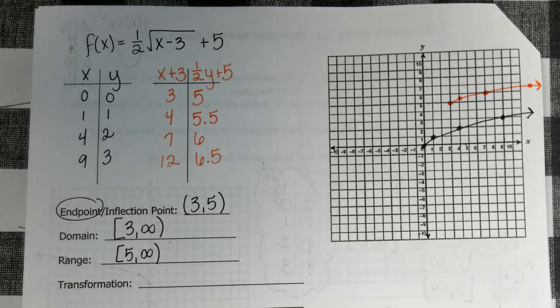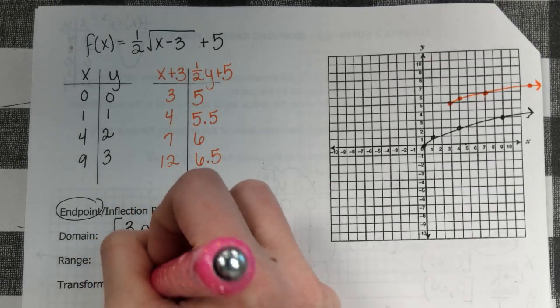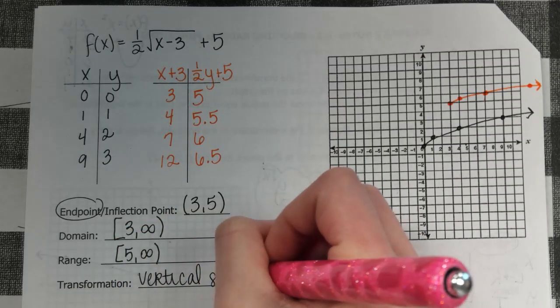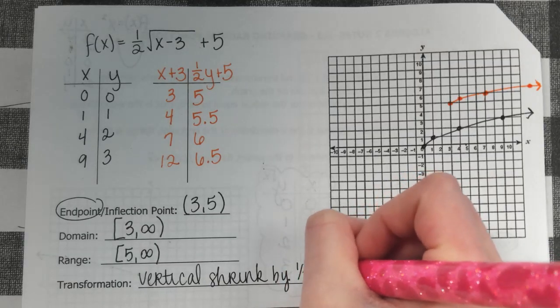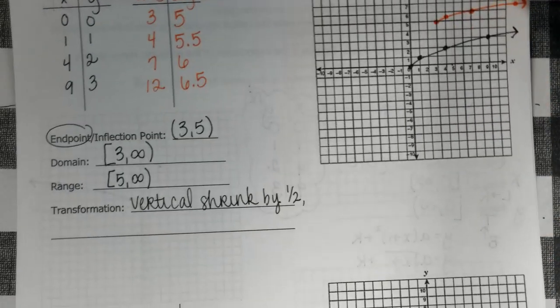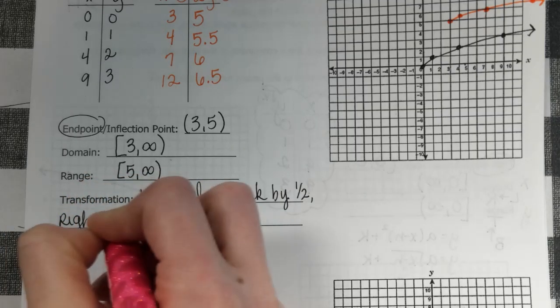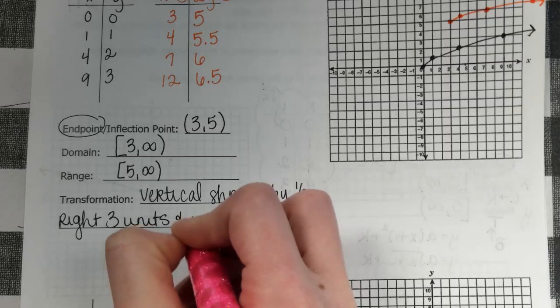Okay, so what are my transformations? What does that 1/2 tell me? It's a vertical shrink by 1/2. Right 3. Good. Up 5. Shifts right 3 units and up 5 units.